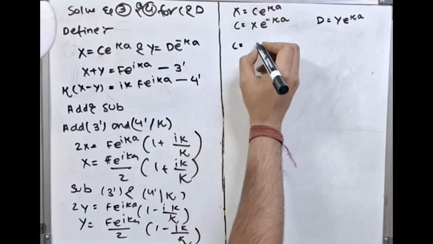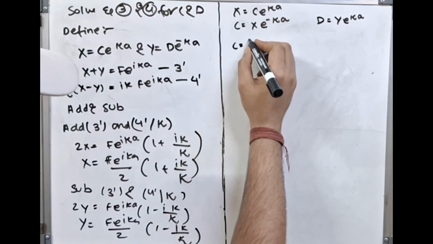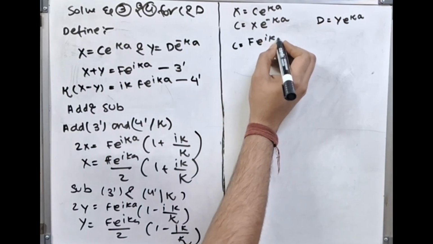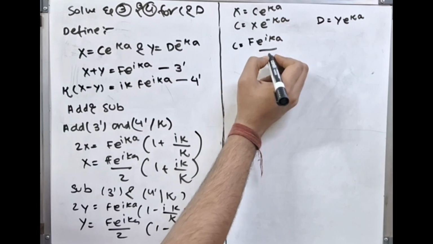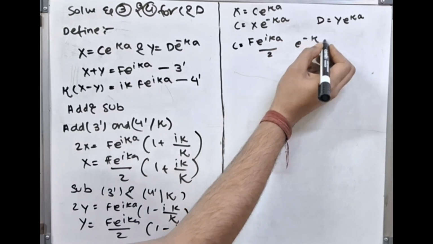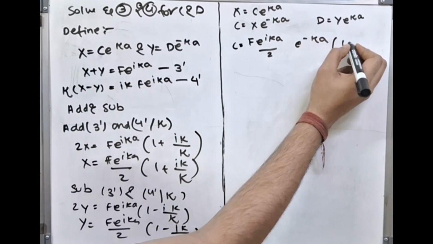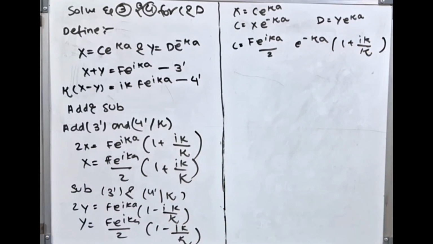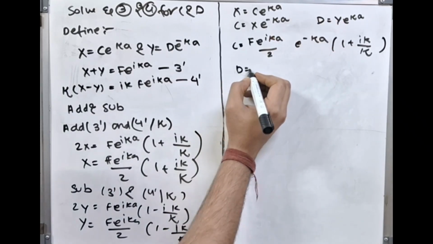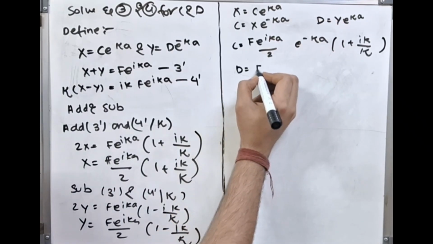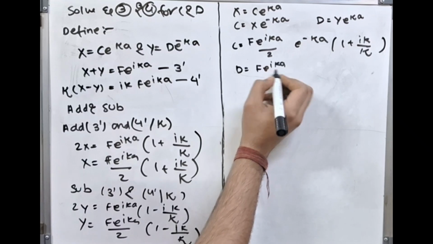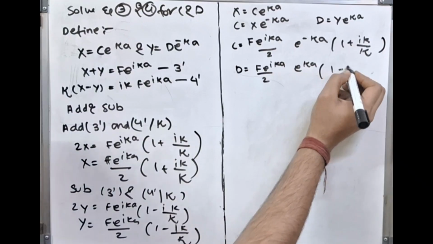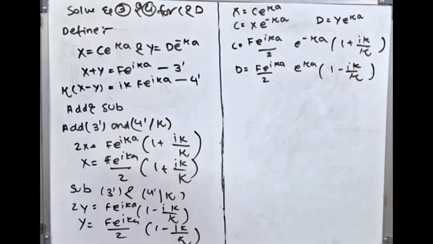So first let's just put this one. If I put it, it becomes f e raised to i k a divided by 2 e raised to minus kappa a, right? (1 plus i k by kappa). And for d is again something similar, which is f e raised to i k a by 2 e raised to kappa a (1 minus i k by kappa).